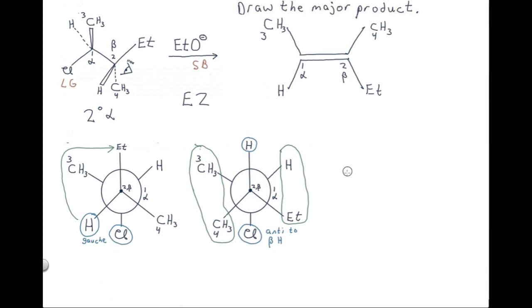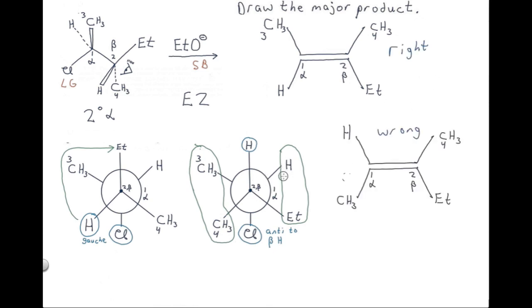If you hadn't used this method, you might have gotten this wrong picture, where the methyl groups were trans to each other, whereas in fact the methyl groups should be cis to each other. That's why we needed this Newman projection approach, to avoid the wrong alkene stereochemistry and get the correct alkene stereochemistry.